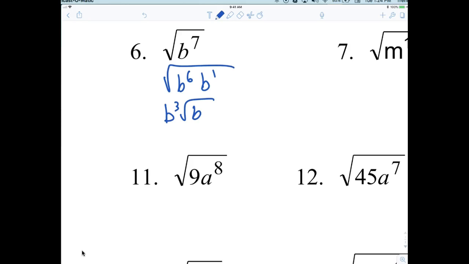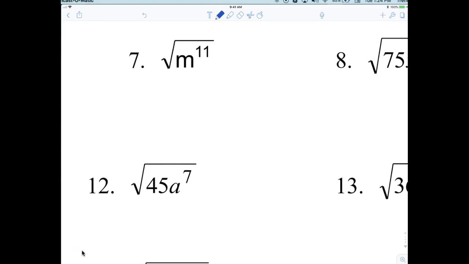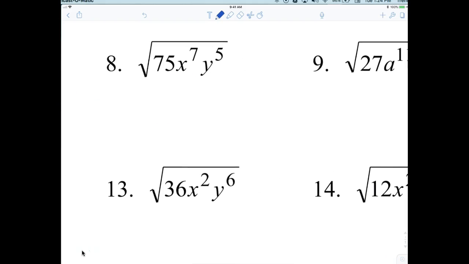All right? More practice, you'll be fine. So m to the 11th, we would break down to m to the 10th and m to the 1st. Then you would say m to the 5th radical m. All right, are we okay with that so far? All right, so let's take a look at question number 8.